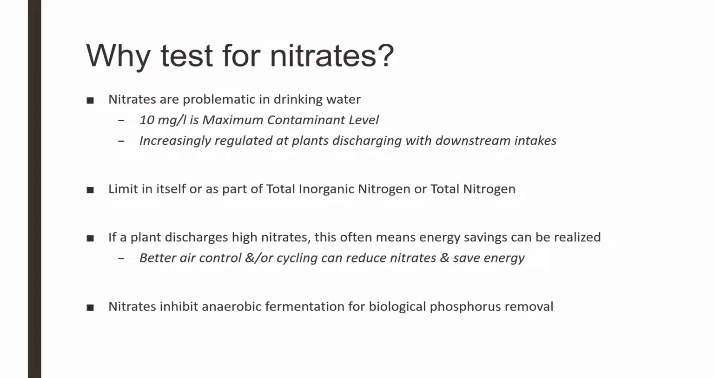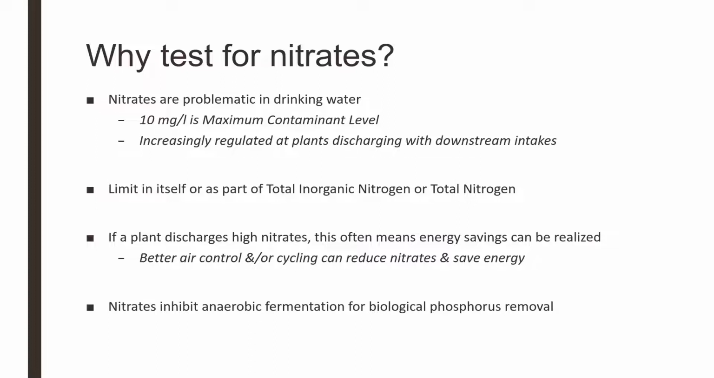If your plant is discharging nitrates, this is often an indication that there's good opportunities for energy savings that can be realized. So with better air control and/or cycling of air on and air off in some of the aeration basins, we can see significant reductions in the amount of energy used on both aeration and mixing at the plant.